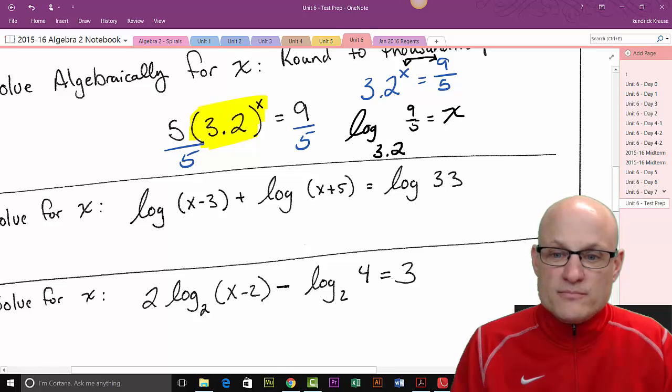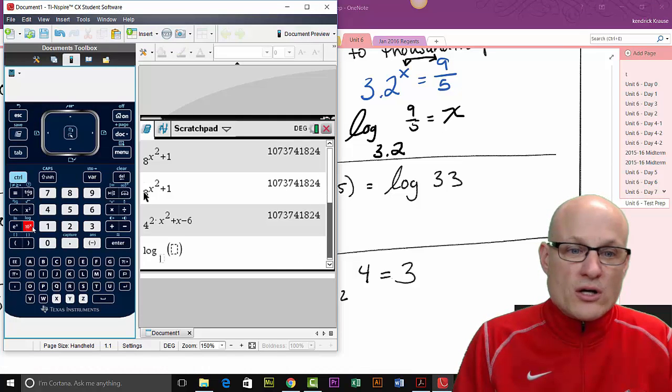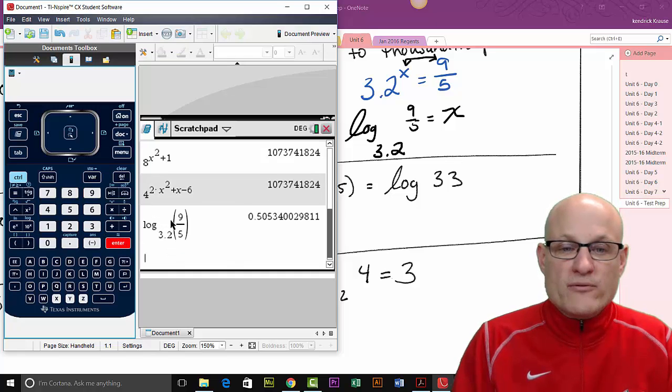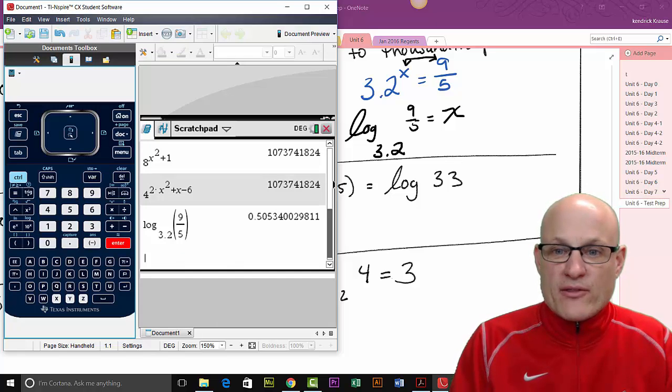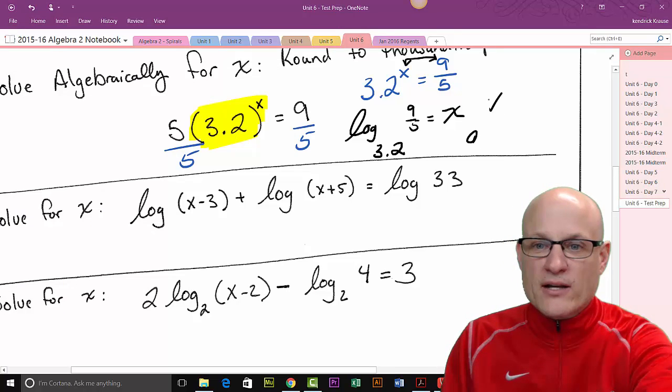So I go to my calculator, control log 3.2 of 9 divided by 5, and I get 0.505. And I think it said round to the thousands place. So over here, 0.505. Okay, so x equals 0.505.